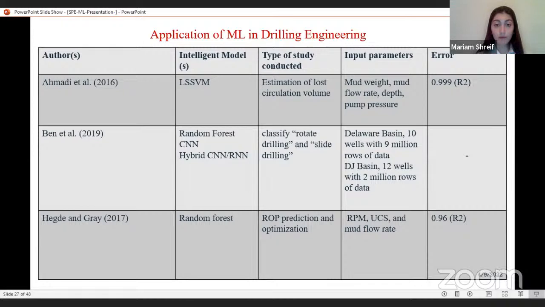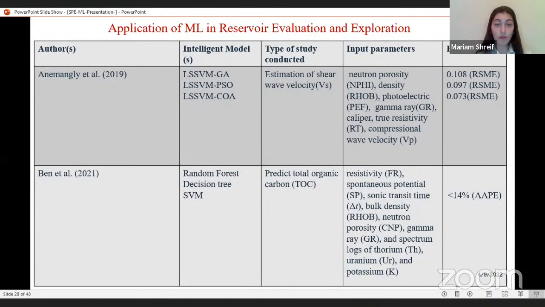And we can also apply machine learning for reservoir evaluation and for exploration. So we can estimate the shear wave velocity and predict the total organic carbon using the random forest, decision tree, and the support vector machine.